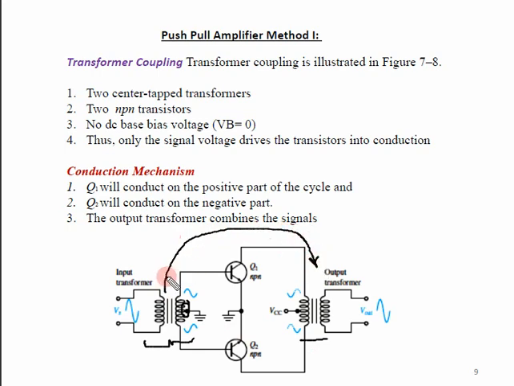At the input side, this transformer divides the input signal into two equal but opposite signals. Opposite in polarity, meaning out of phase. This one is positive for the first half, and this one is negative for the first half. So the center tap transformer divides the input signal into two.